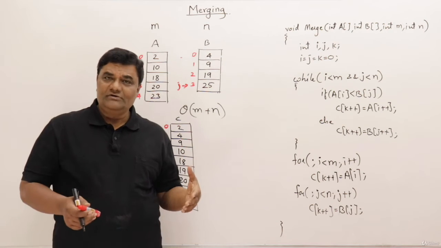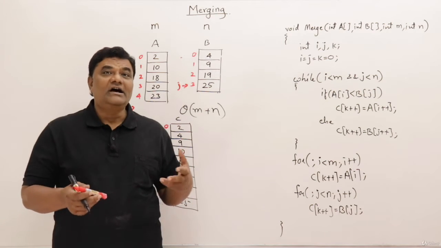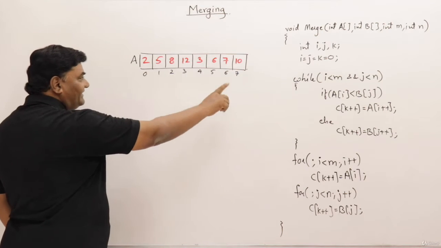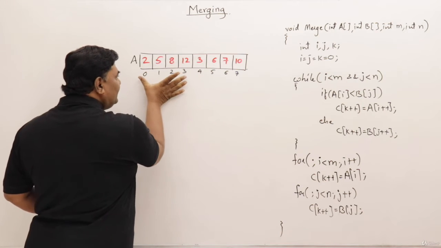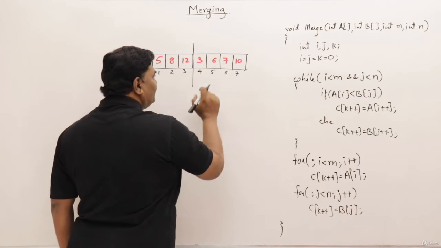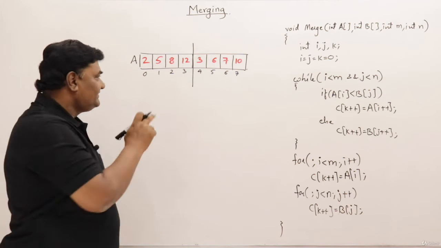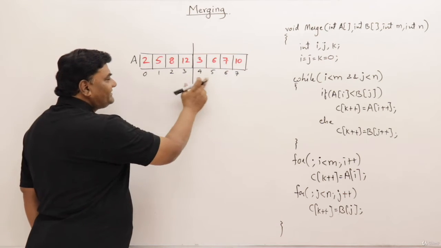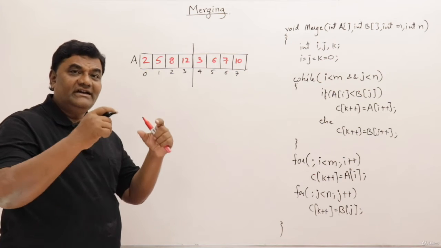Next we will see whether it is possible to have more than one list in a single array, and if so, how to merge them. Here I have a single array of 8 elements. I have taken an example. If you observe, 2, 5, 8, 12 is one list. Then 3, 6, 7, 10 is the second list. So two lists are there in a single array. One list is from index 0 to 3 and the other is from 4 to 7. I want to merge them, and after merging I want the result in A only.